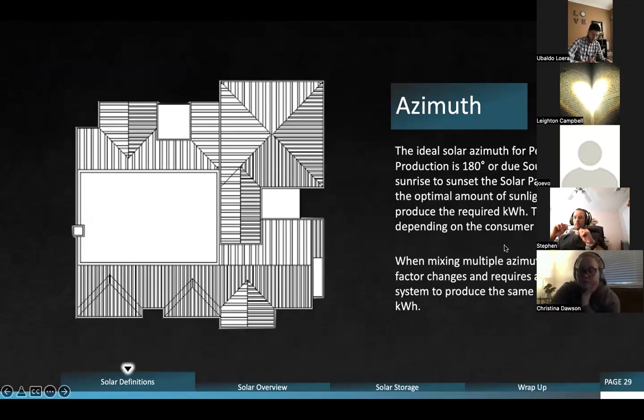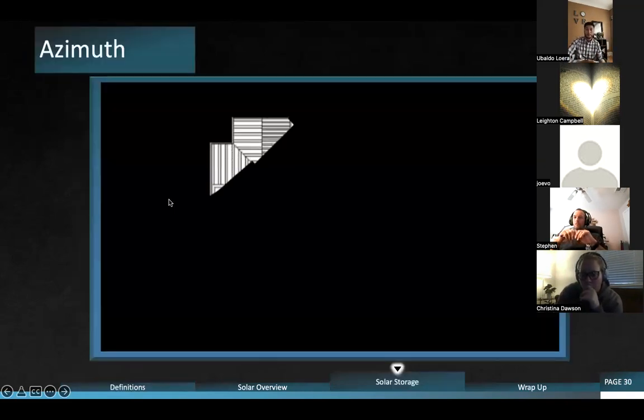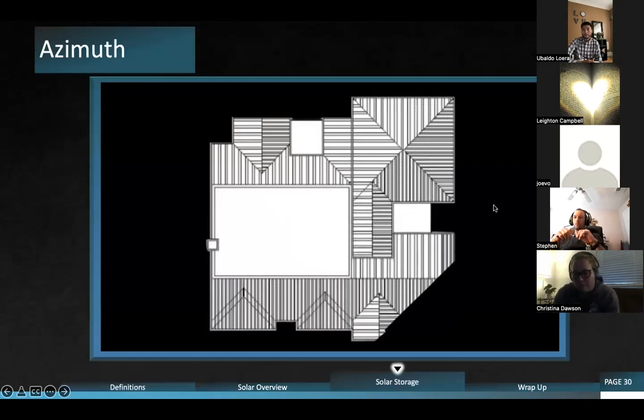So let's look at this. When mixing multiple azimuths, the factor changes and requires a higher kilowatt system to produce the same amount of electricity, or the same amount of kilowatt hours. What do we mean by this? Well, we have a bunch of different roof planes here, right? We're going to talk more about flat roofs and stuff here in a little bit, and why we love them so much. But if we take a look at this, we've got a bunch of 180s, a bunch of 270s and 90s and zeros and all that good stuff in between. And we have this flat roof right there. If we have to mix these, it's going to be a mixed array. We have multiple arrays on this system.